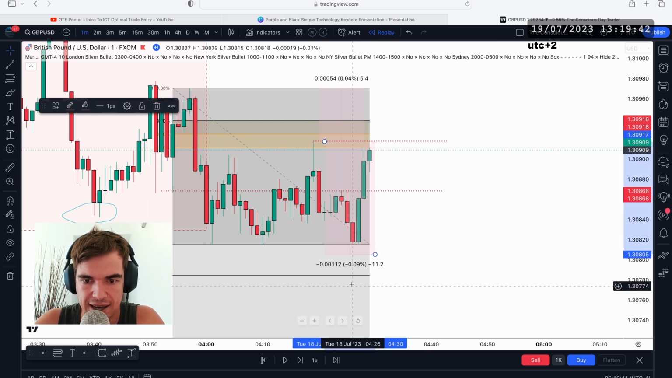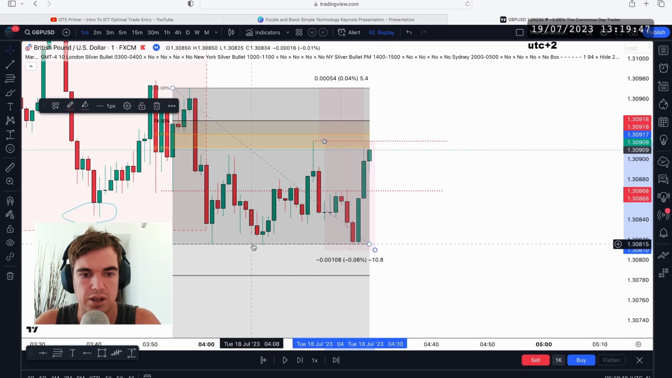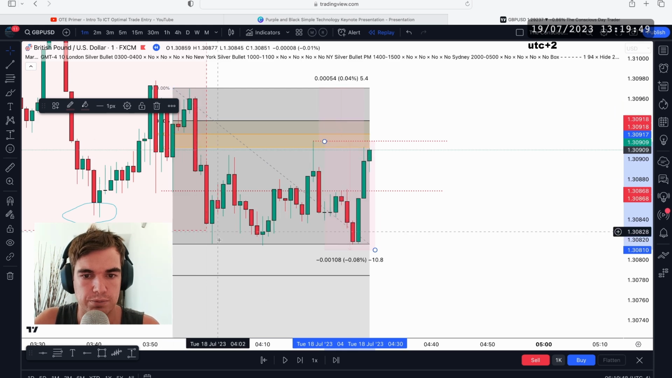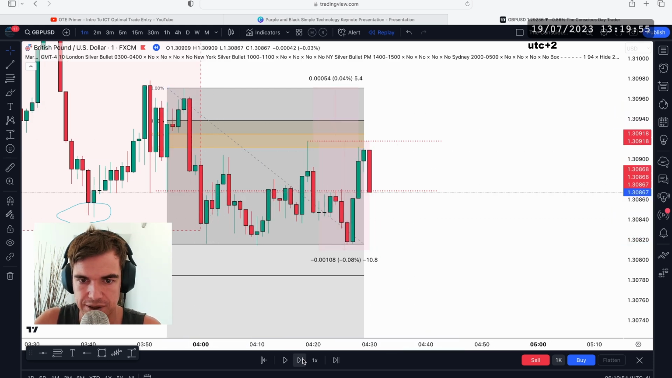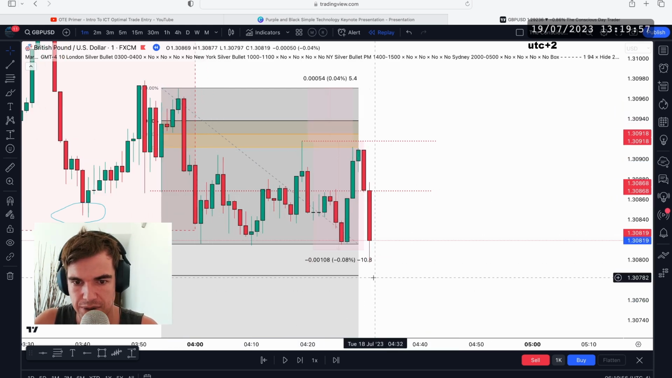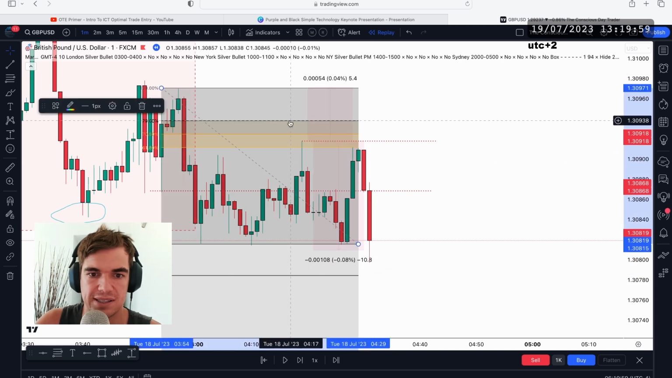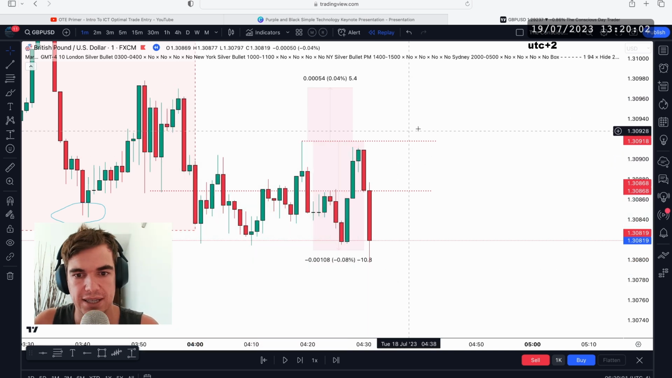So we entered there, that's our profit there, 10. That would take us back just below the low of this move. So let's see what happens. Price comes down and smashes through our 10 pips. So that will be a successful OTE entry.